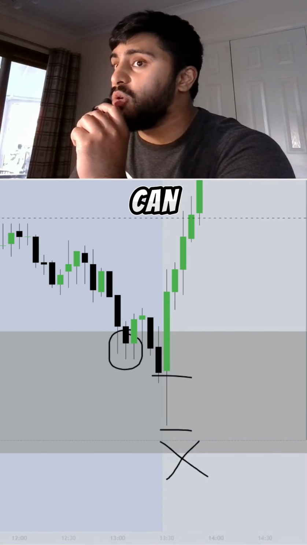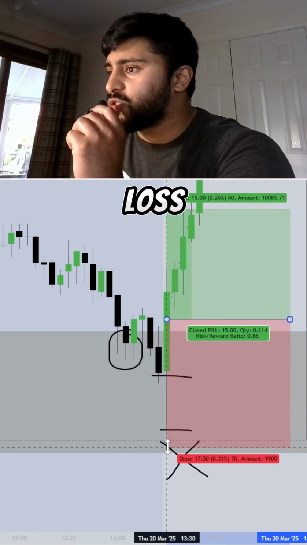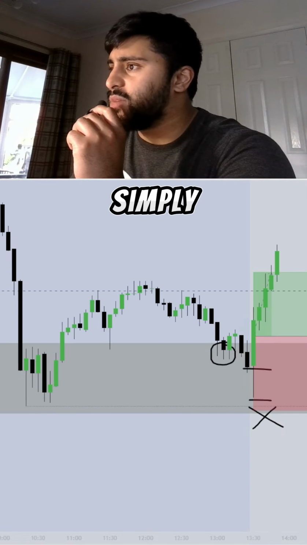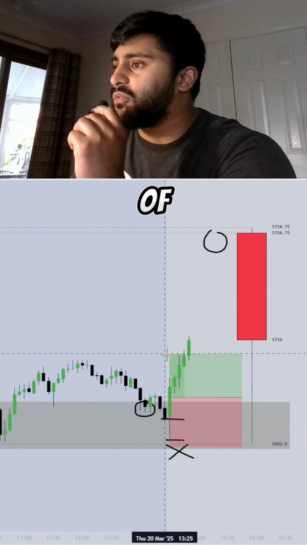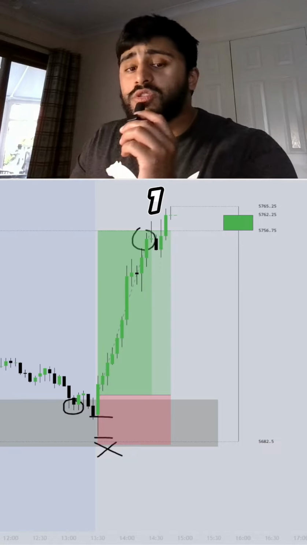So the market therefore can only go long, right? So this is where the long position can come in, right? Stop loss just below the local wicks over here, and you simply want to be targeting the high of the day or at least the daily opening price, right? For a nice 1 to 3, 1 to 4 risk to reward, right?